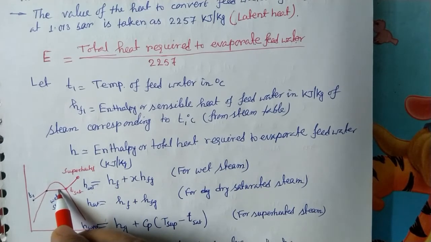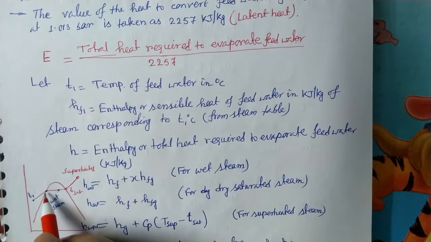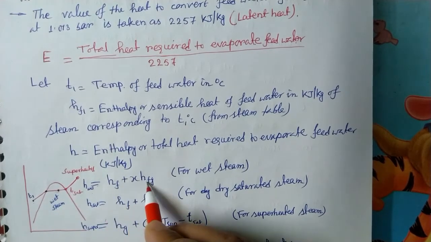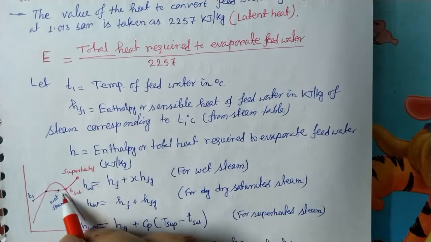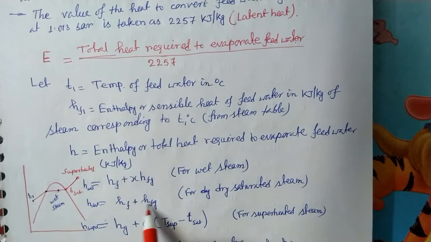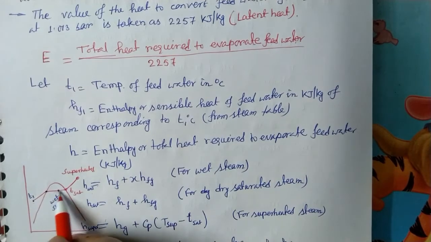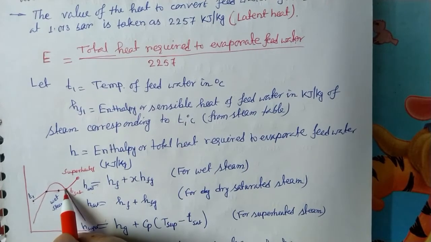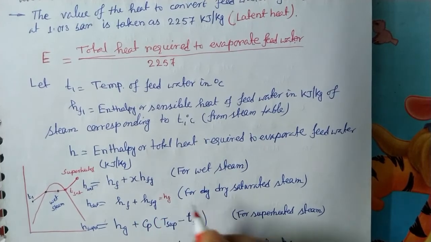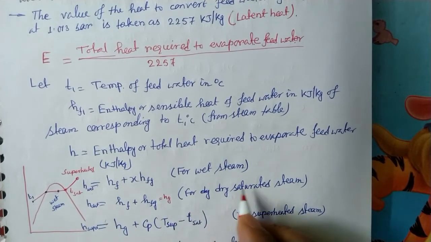Okay, so what will be the enthalpy? Enthalpy means our hf plus the dryness fraction into hfg. So that is our hf plus x hfg for wet steam, the enthalpy. Similarly, if we have saturated steam, then hf plus hfg. So hf plus hfg, the total, we can say indirectly is our hg also. Okay, so this is for saturated steam.